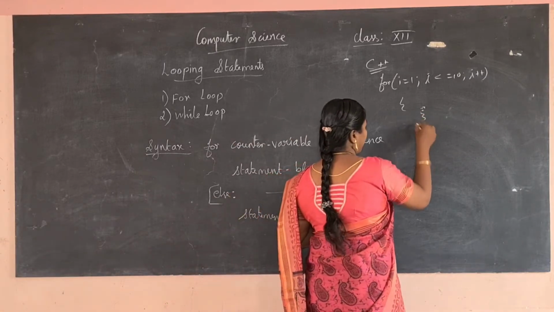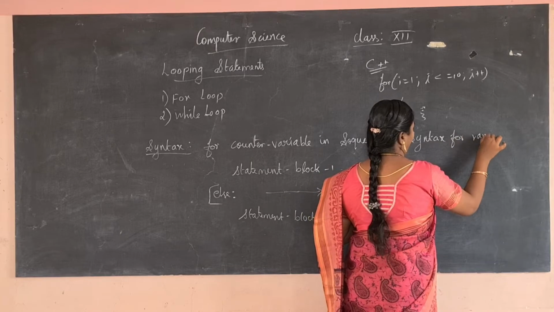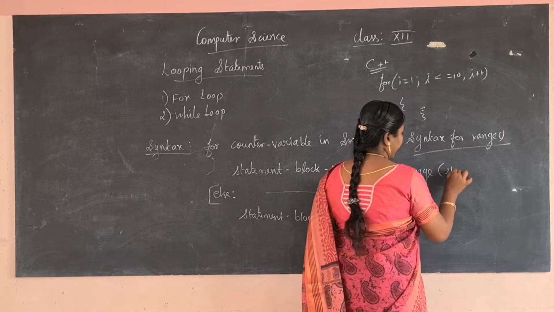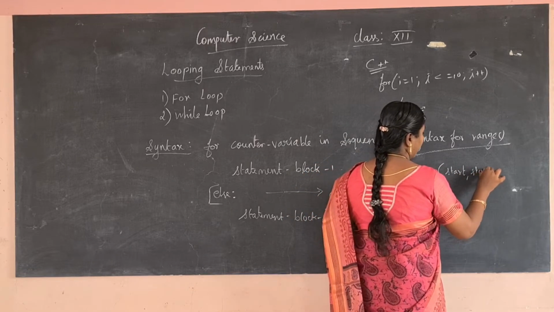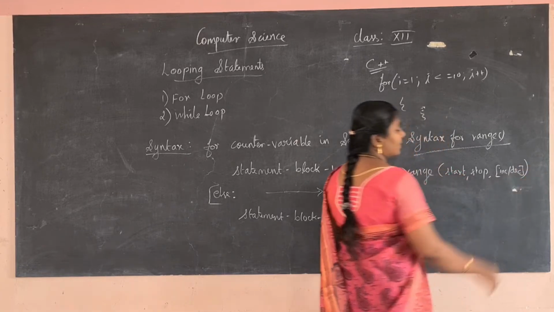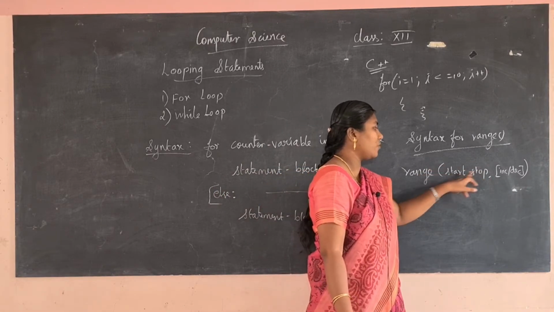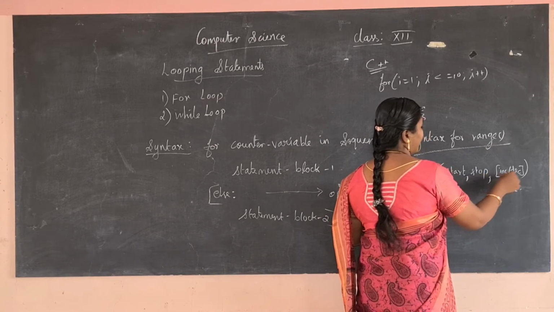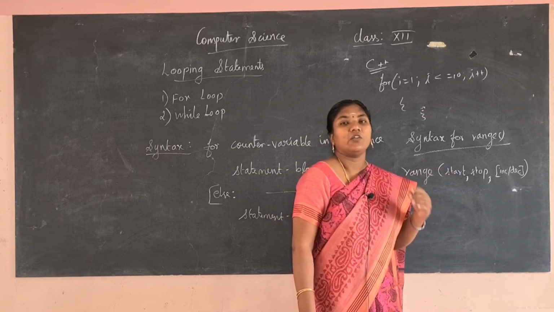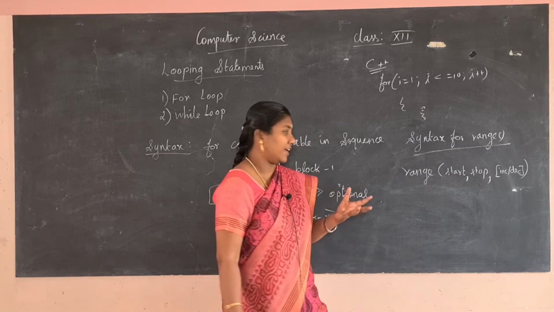The syntax for the range function: range is a keyword, then an open bracket, the start value, comma, the stop value, comma, the increment or decrement value. The increment or decrement value is optional. If you want, you can give it, otherwise you can give only the start value and the stop value. So this is the syntax we have learned. Now, how does this range function get executed, or how does it work?